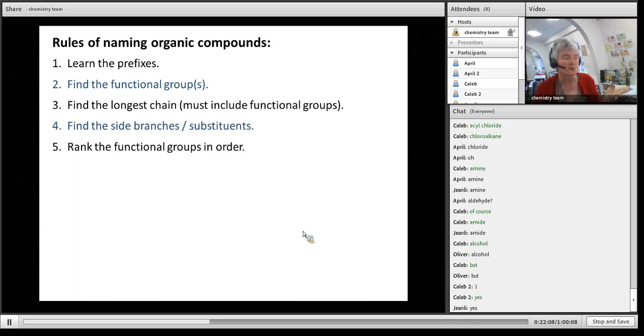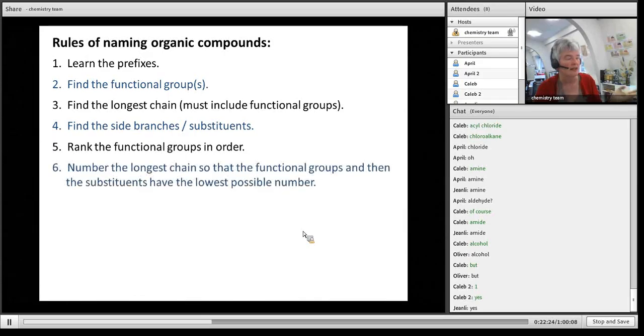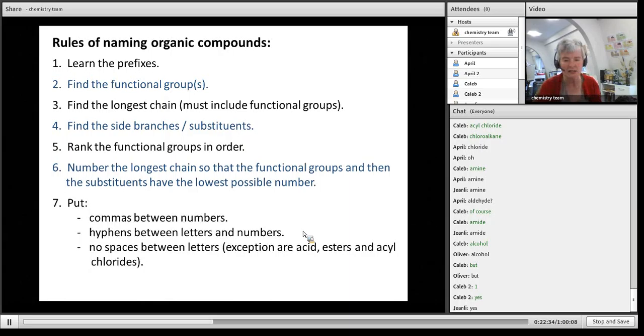Then, now this is what we'll spend some time on. If you've got more than one functional group, you can't just decide, oh, I'm going to put the alcohol first and then I'm going to put the alkene or something like that. There's a particular pattern you have to follow. And again, that's learning off by heart. And then the dominant, the most important functional group always gets the lowest number. Okay. And then the final thing is just little tweaks.